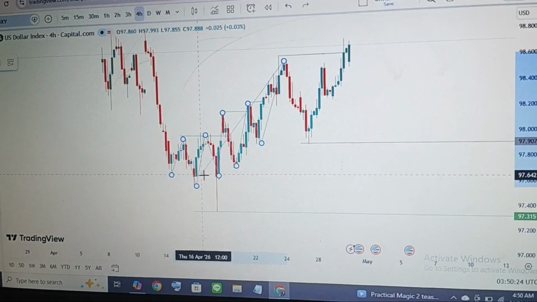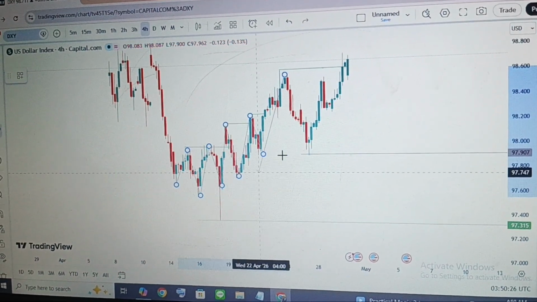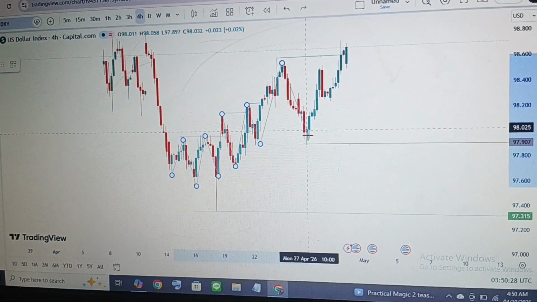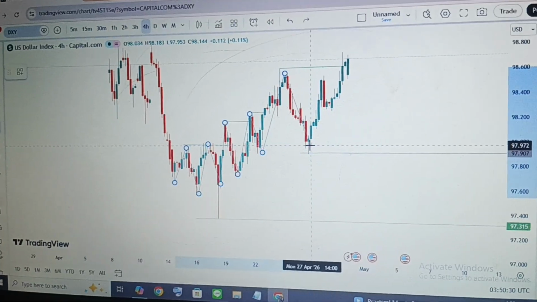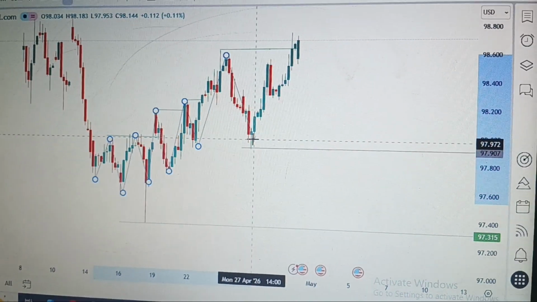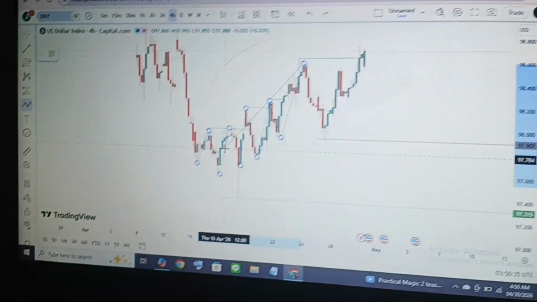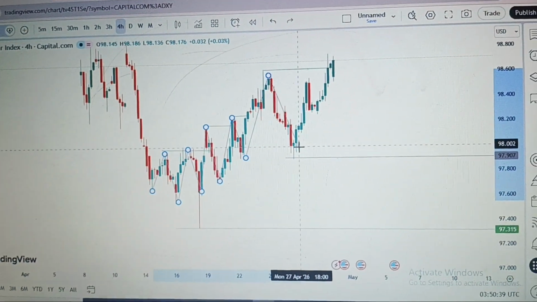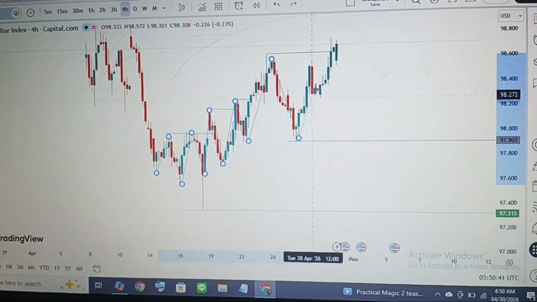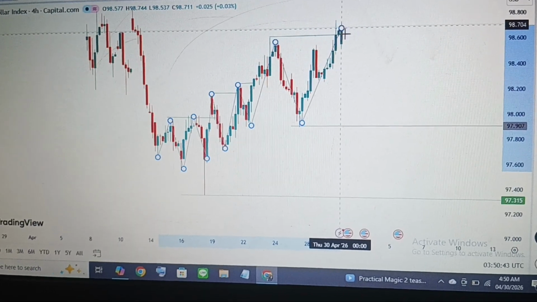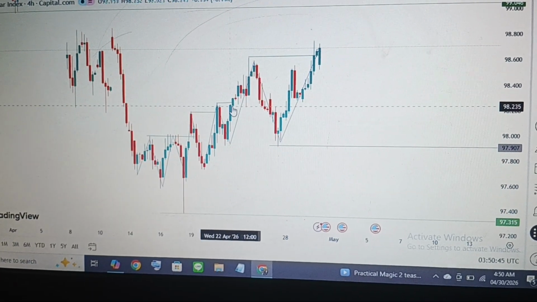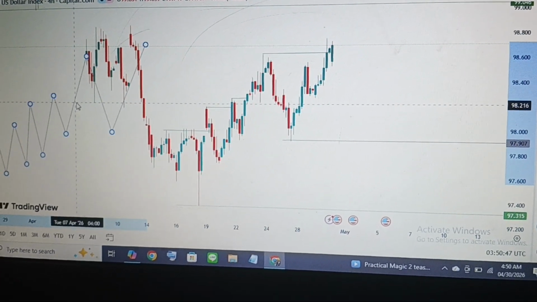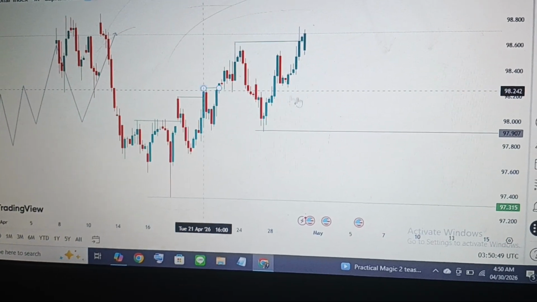So this indicates that the DXY is pushing to the upside. What this symbolizes is that every other USD-related pair will drop, meaning the DXY is being strengthened, the US dollar is strengthened, so every other pair is going to drop. But before we conclude that USD-related pairs will drop, we still need to closely examine the flow.